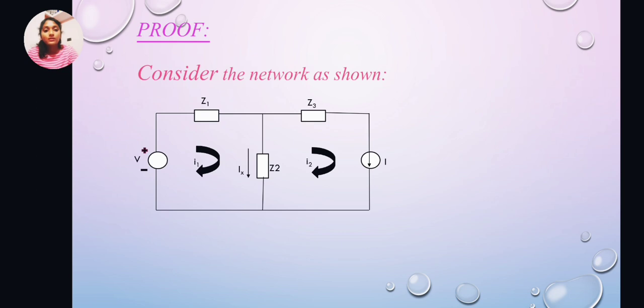Proof. Consider the network as shown. Here the circuit consists of a voltage source and Z1, Z2 and Z3, and the current passing through the circuit. So if we have to find the current, we have to apply KVL to the circuit. To apply KVL, we have to consider the number of possible loops in the circuit. In this circuit, we have two loops, loop 1 and loop 2, and we pass the currents I1 and I2 in clockwise direction.